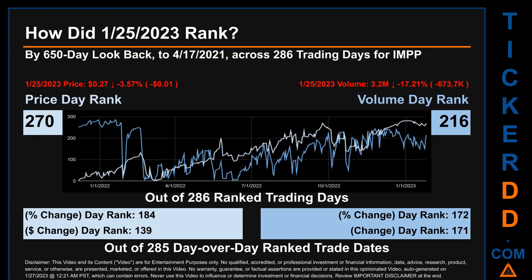The price's day-over-day percentage change, dropping -3.57% on January 25, 2023, had a day rank of 184, while its dollar difference of -1 cent had a rank of 139 when compared day-over-day across 285 trading days. Volume's percentage change and difference were ranked respectively at 172 and 171.